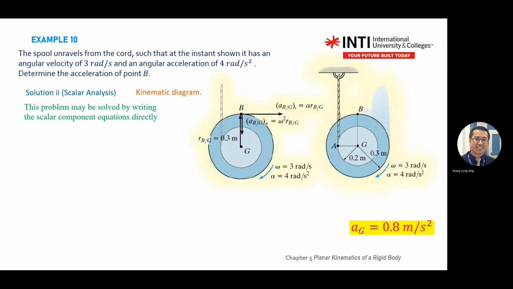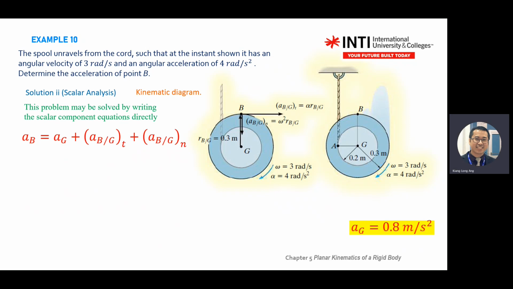So you have AT and AG, but label clearly in your answer or free body diagram that you are referring from G to B. So here and here. Remember, your N is always pointing in a circular motion. Radius always from center going out. Okay. Write the normal vector diagram, vector equation. AB equal to AG plus AB stroke G. Convert B stroke G into normal tangent direction. Apply the equation.